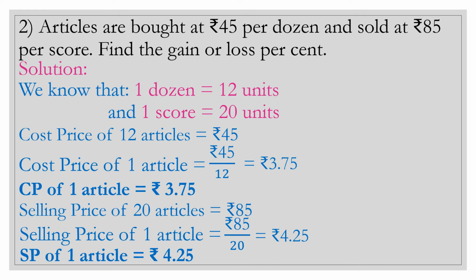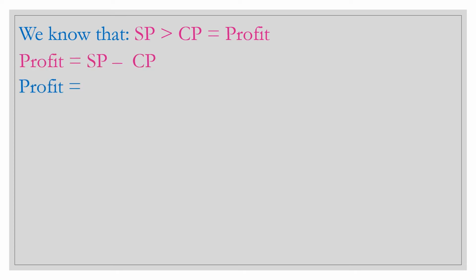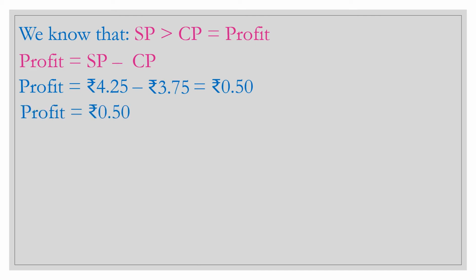Yes, SP. We know that if SP is greater than CP, we have a profit and profit is equal to SP minus CP. Now put the value. SP is equal to rupees 4.25. So write down rupees 4.25. Then write the minus symbol as it is. And CP is equal to rupees 3.75. So write down rupees 3.75. Now do the subtraction. We get rupees 0.50. So profit is equal to rupees 0.50.